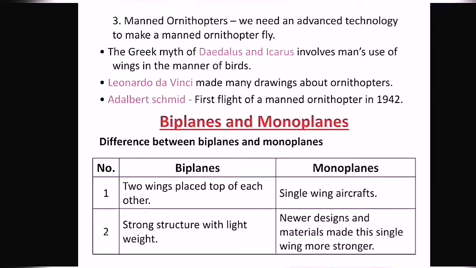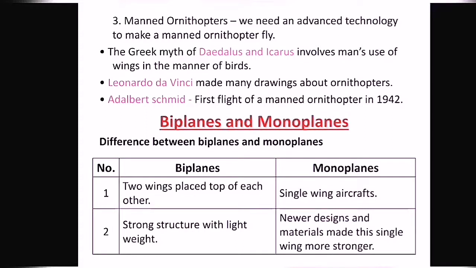And then Leonardo da Vinci made many drawings about ornithopters in his manuscript. And then Adalbert Smith built the first manned ornithopter in 1942. And then our next segment, the second segment, is the difference between biplanes and monoplanes.